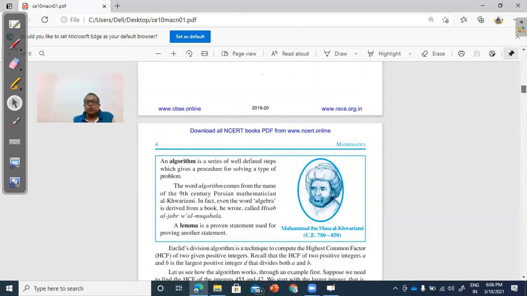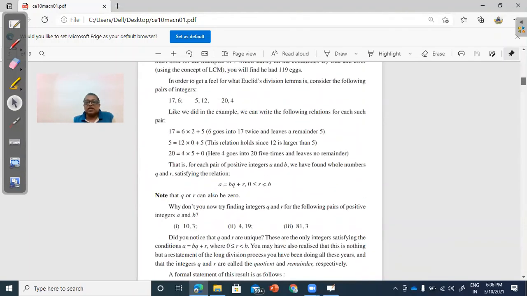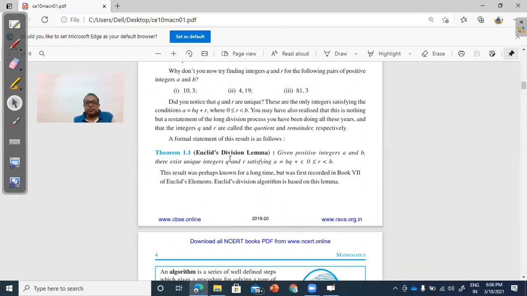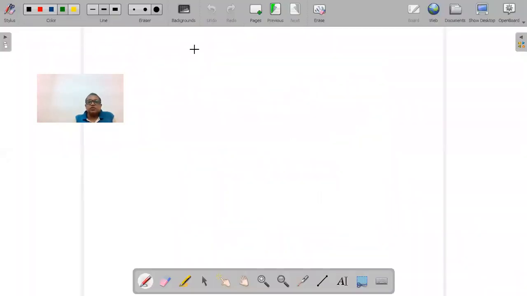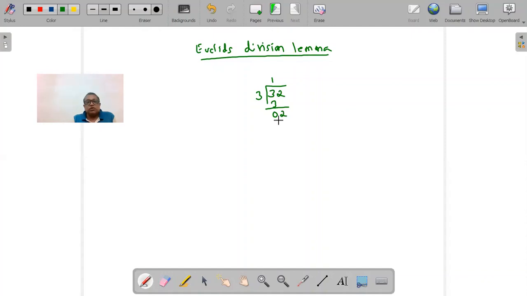So this is very important. The first exercise starts with Euclid's division lemma. Before I read out this statement, I'm going to explain what Euclid's division lemma is in plain words. Suppose I'm dividing 32 by 3. So 3 ones are 3, subtract, I get 2, right? So I am going to solve this further.